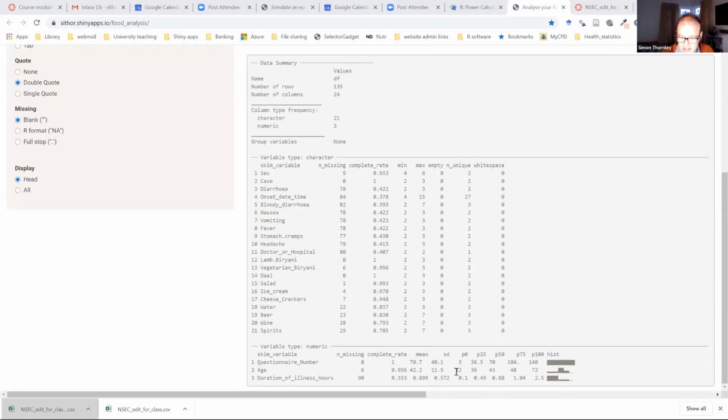Age here, you can see the minimum age is 12 years, maximum age 72. So that's all plausible, at least. You're not going to be reporting 300-year-olds, so that's good. Duration of illness, 0.1 is the minimum, 2.5 is the maximum. That's okay. Minimum 0.1, so that's 0.1 of an hour, I suppose. It's very short. Maximum was 2 hours.